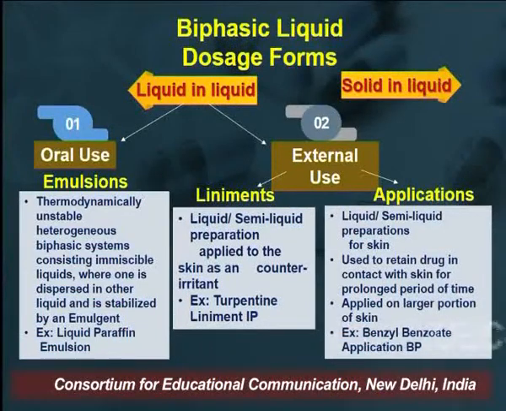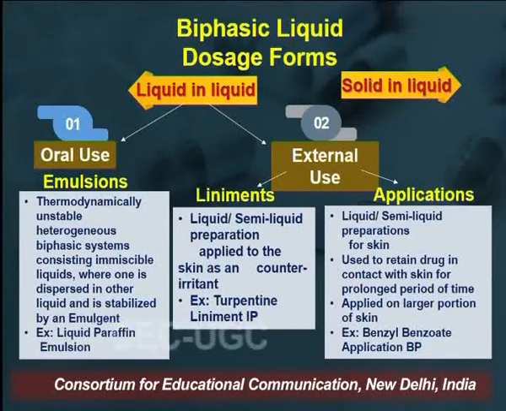The liquid dosage forms are subcategorized into monophasic and biphasic systems. Biphasic liquid dosage forms are two-phase systems, wherein one phase can be a liquid or a solid and the second phase is a liquid. The typical classification under biphasic liquid dosage form is again based on either the system being liquid in liquid or the system being solid in liquid.